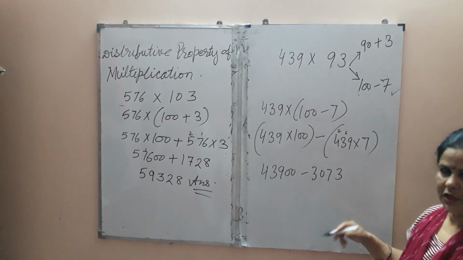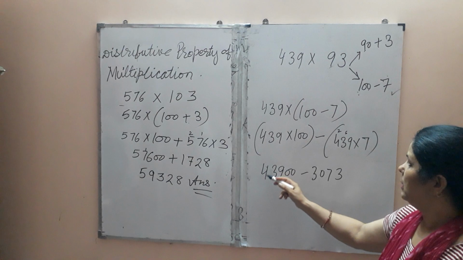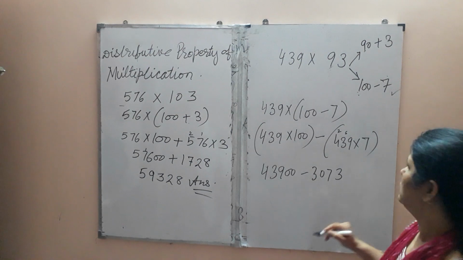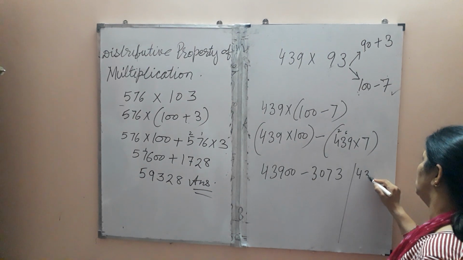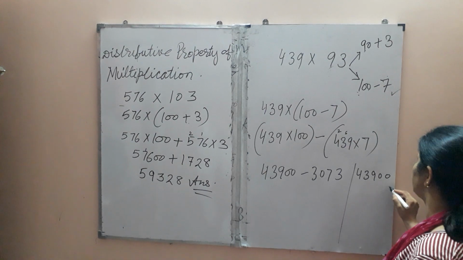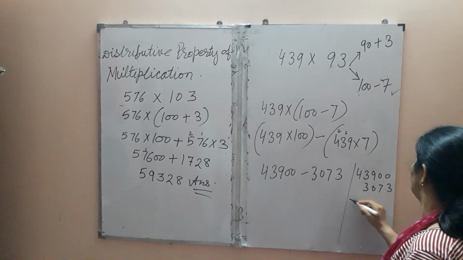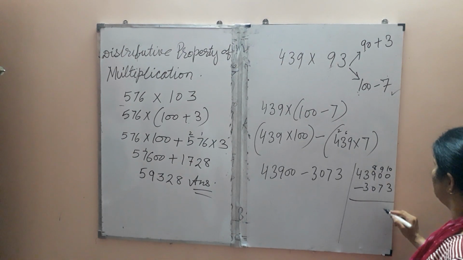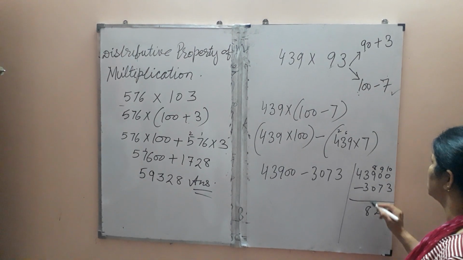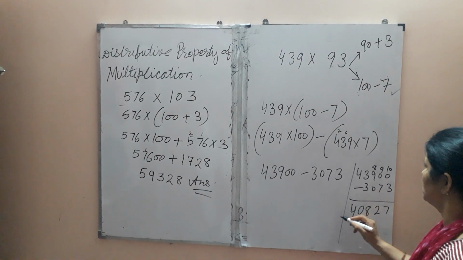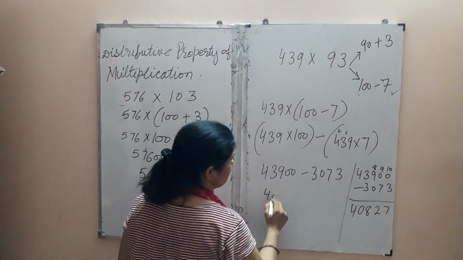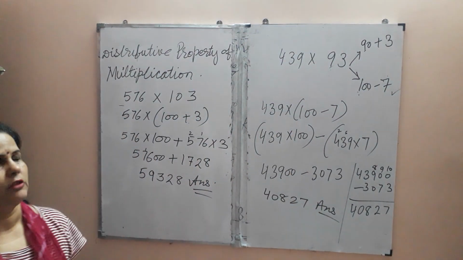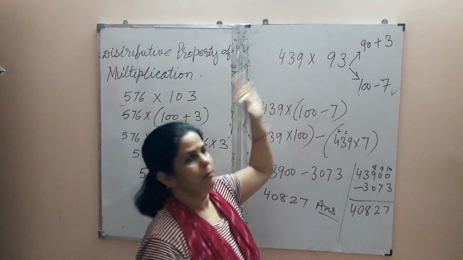Now we will subtract. Subtraction we can do directly also, but because subtraction is a little bit more difficult than addition, you can do subtraction in this way also. In the rough column you can do subtraction. 43900 minus 3073, so the answer is 40827. You can see with minimum calculation we can solve these two big numbers.